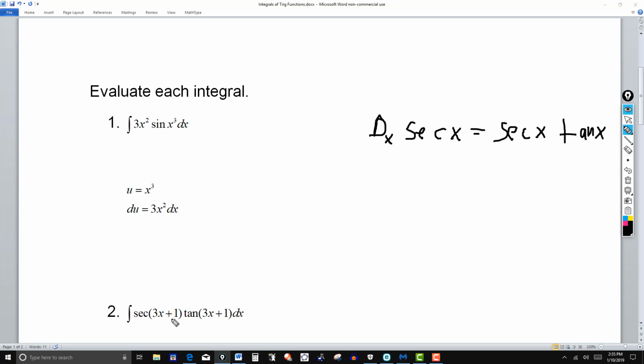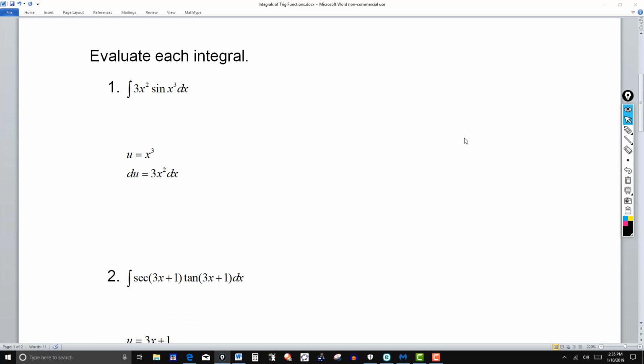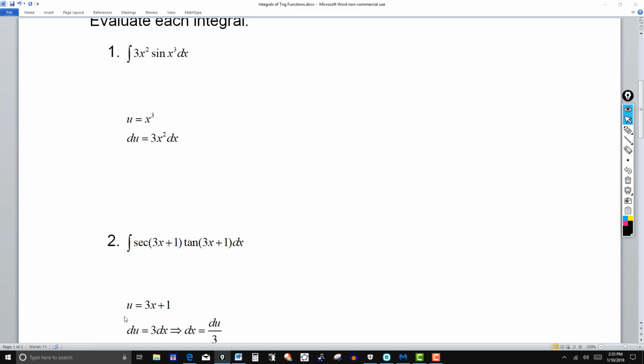So in this case, to make it easier, we'll use a u substitution. And you can see the obvious thing to do here, if this were an x, it would be very simple. So let's try to write it in that form, except we're going to use u. So here's my substitution. We'll let u equal 3x plus 1. Then du, or the differential, will be 3 times dx. Okay?